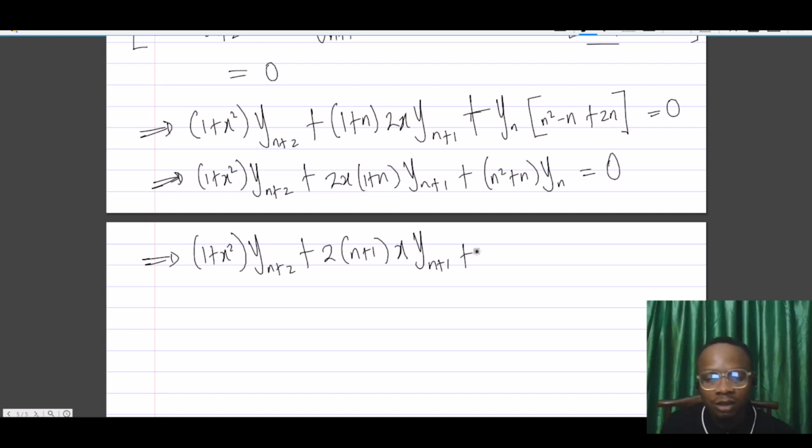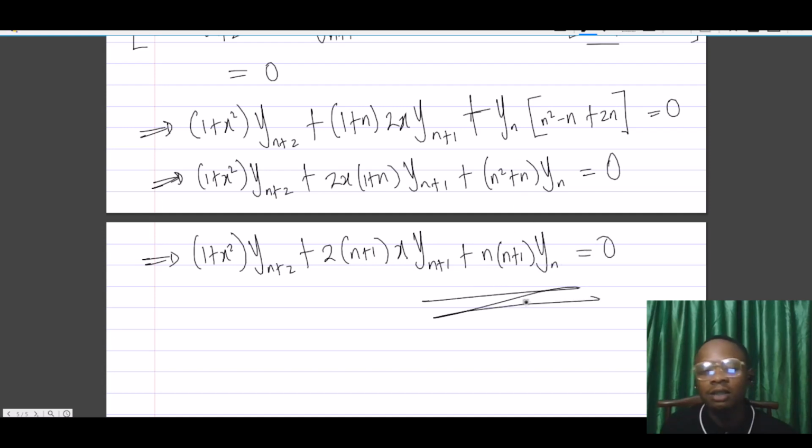Then for this, it is factorized in the final expression. This was n into n plus 1. So you can put that way as well. So the same thing, x squared plus n, then multiplied by y sub n equals 0. So that is that about that.